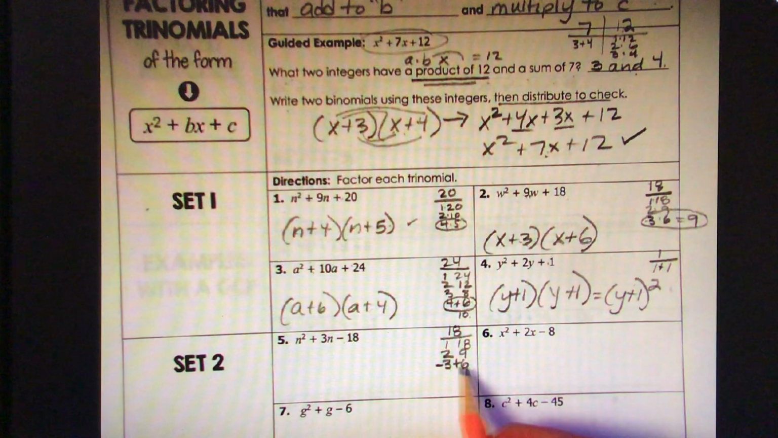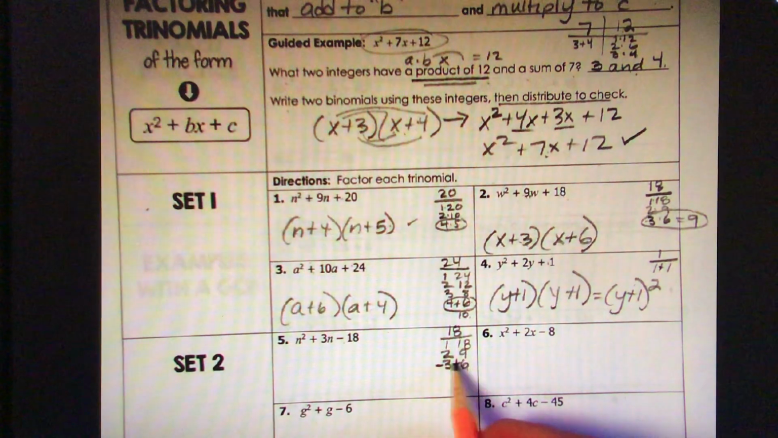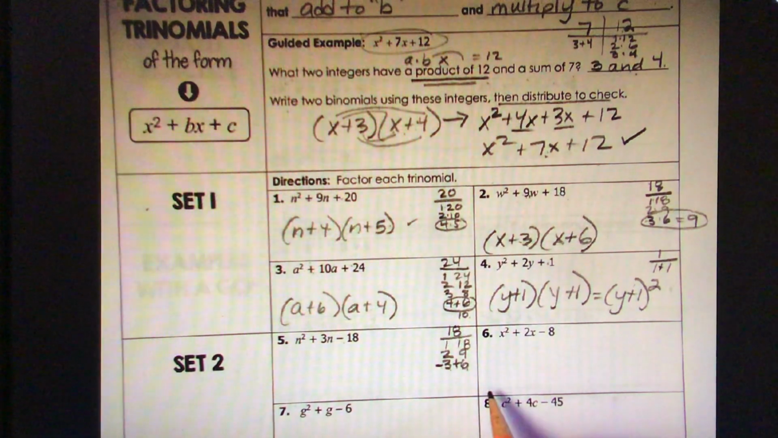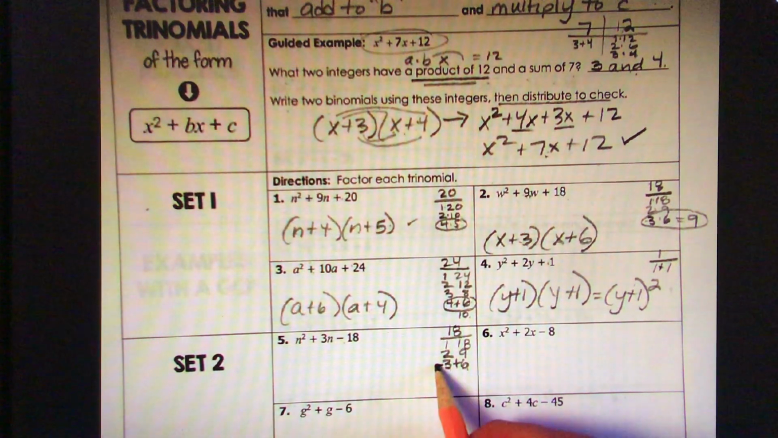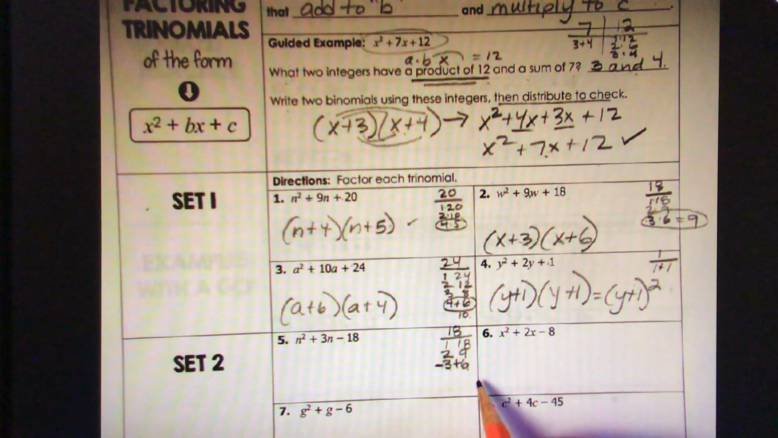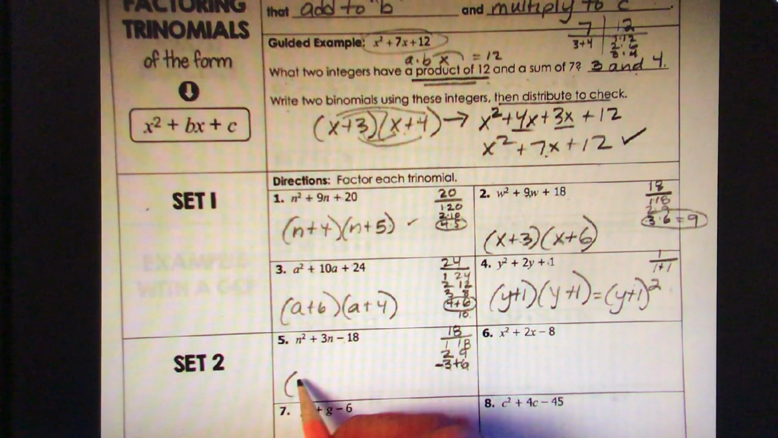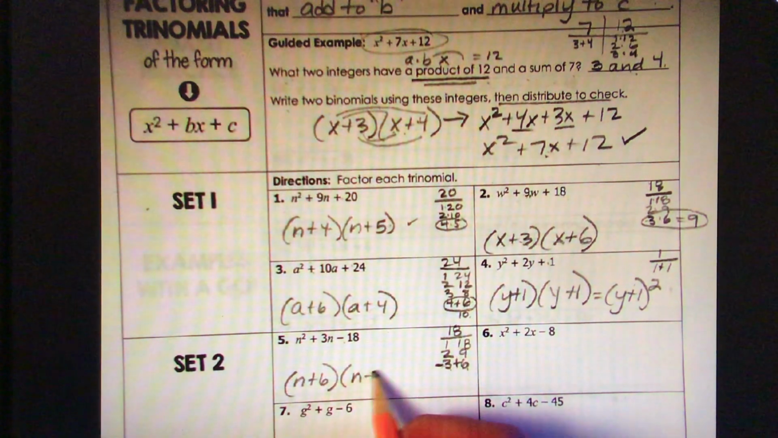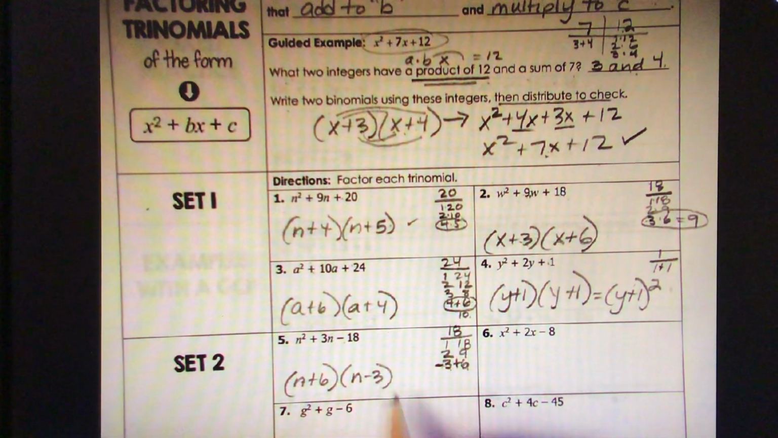Meaning, is 6 plus negative 3, or negative 3 plus 6, 3? Yes, and then 6 times 3 is 18, but I have a negative. So I think that's going to work. What I should do is n plus 6, and then n minus 3. N squared, 6n, negative 3n, and negative 18. Check, that's going to work.